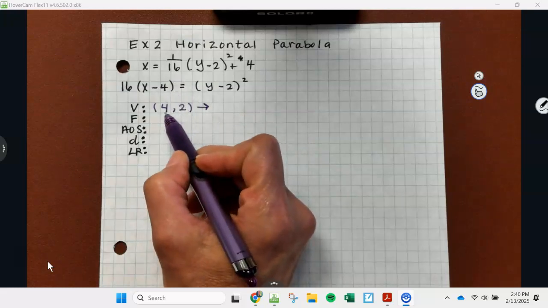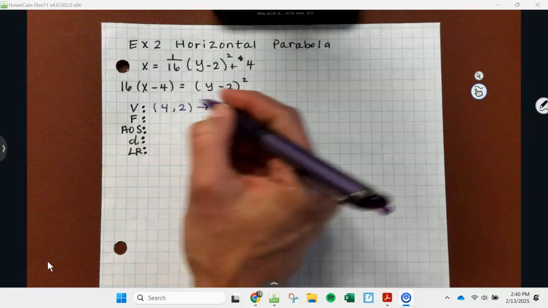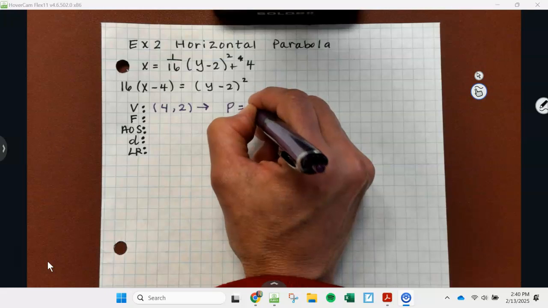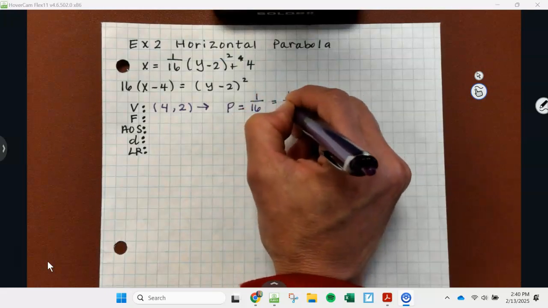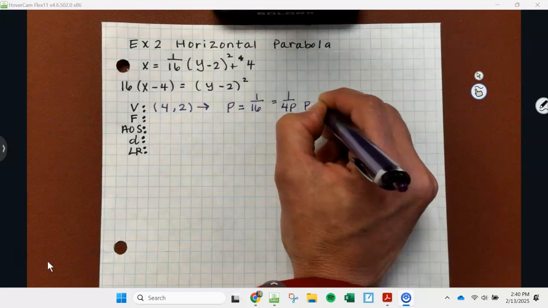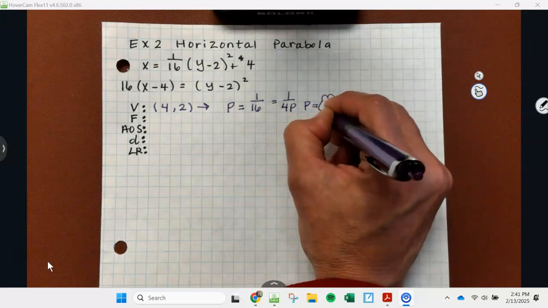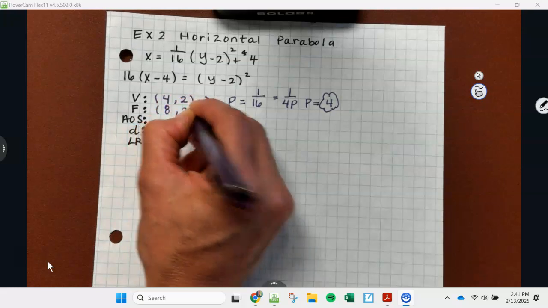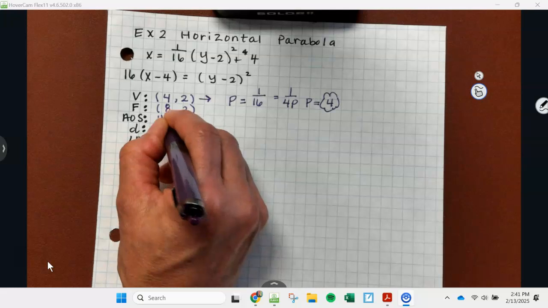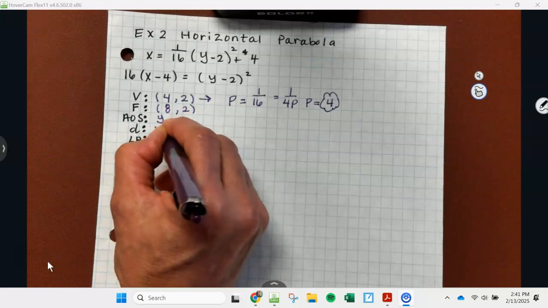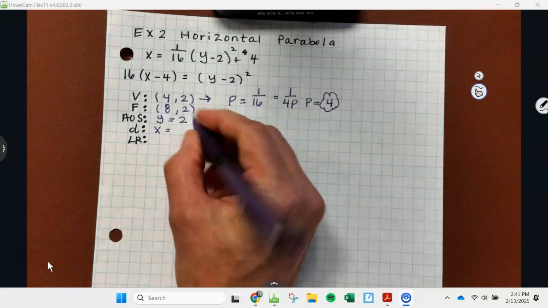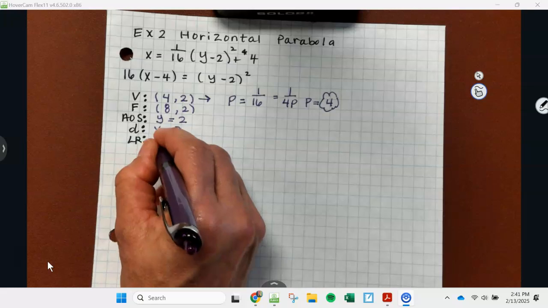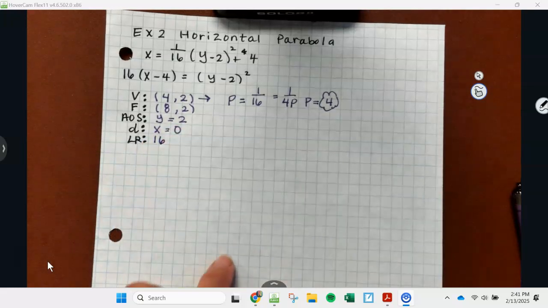Now let's talk about the p-value. The denominator is 16. 16 divided by 4, my p-value is just simply 4. Just take that denominator, divide it by 4, there you go. And we are going to say the p-value is positive because this is a positive parabola. The A value is positive, so the p-value is positive. So remember, the focus is going to be inside the parabola. It's going to be further to the right on the x-axis because it opens to the right.